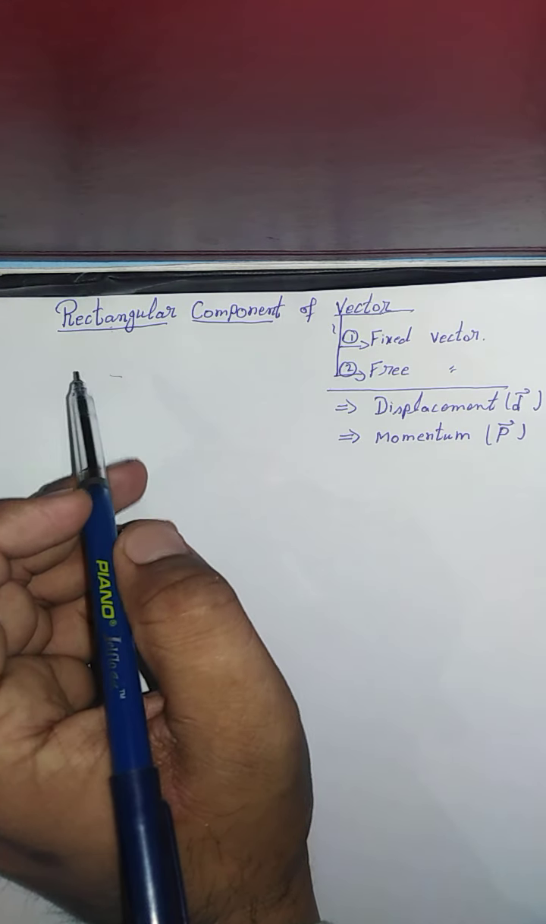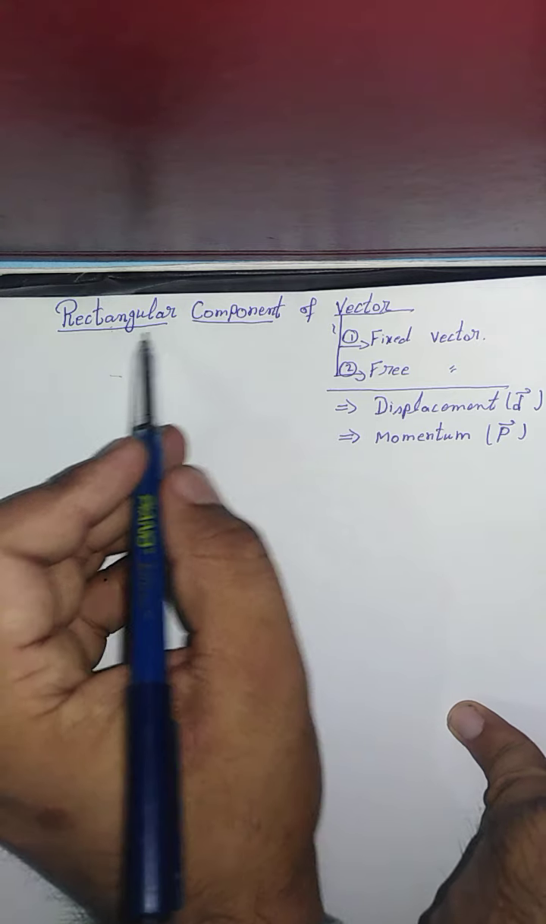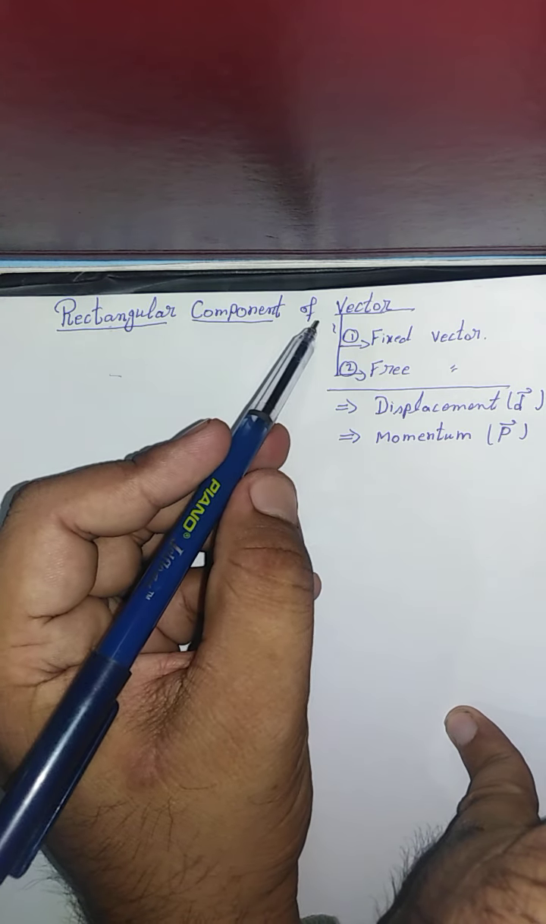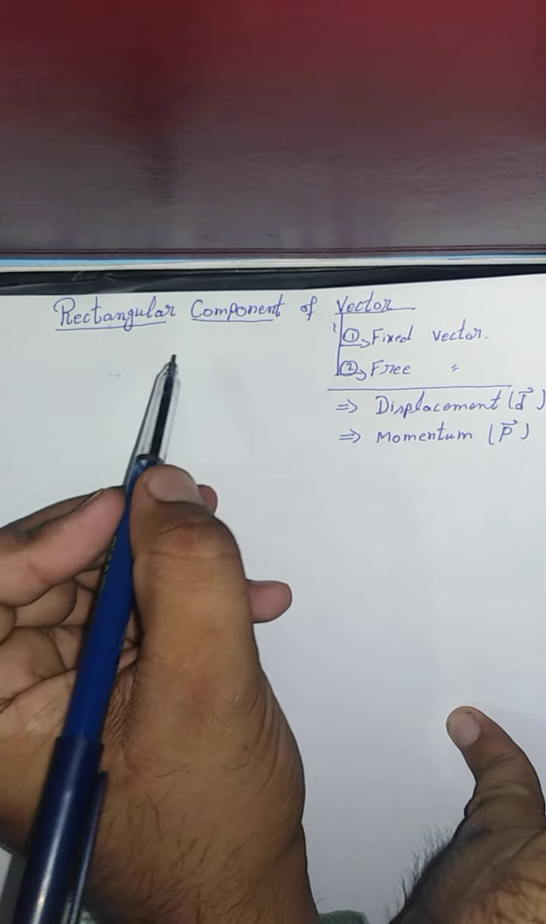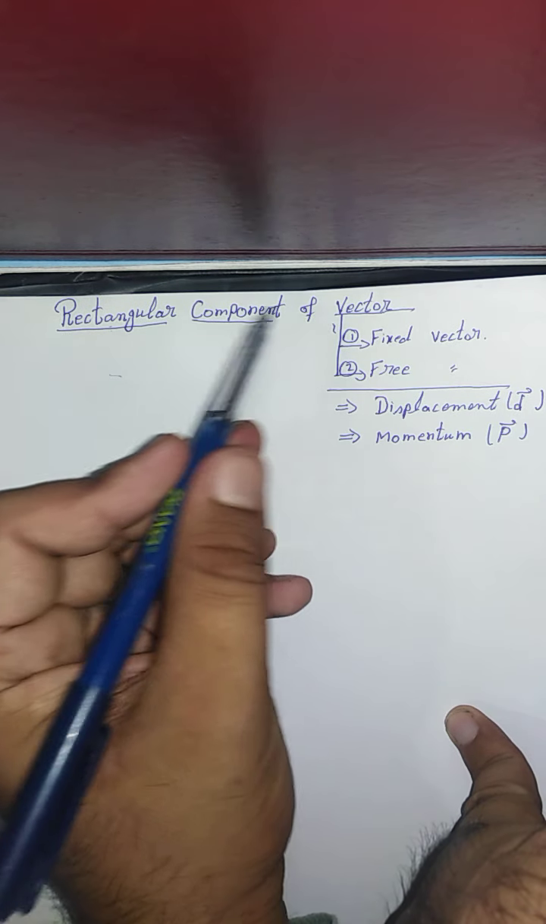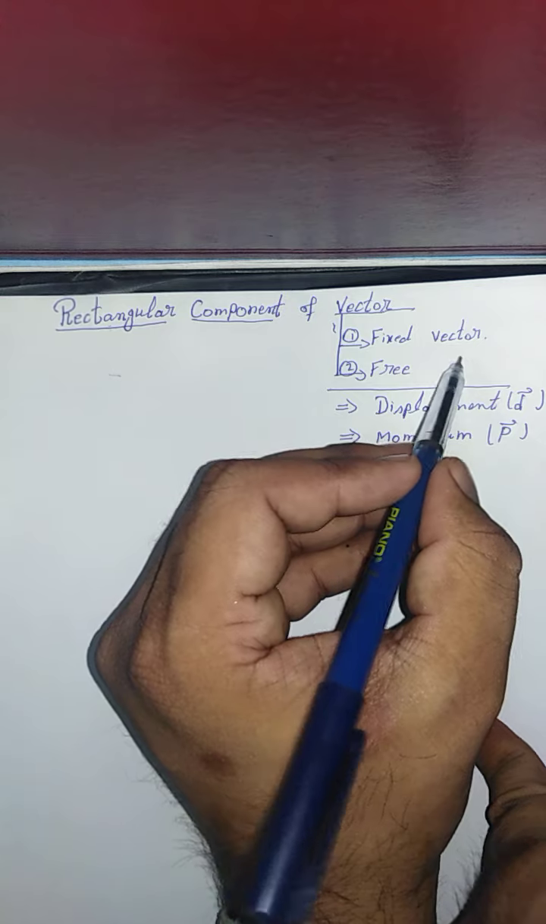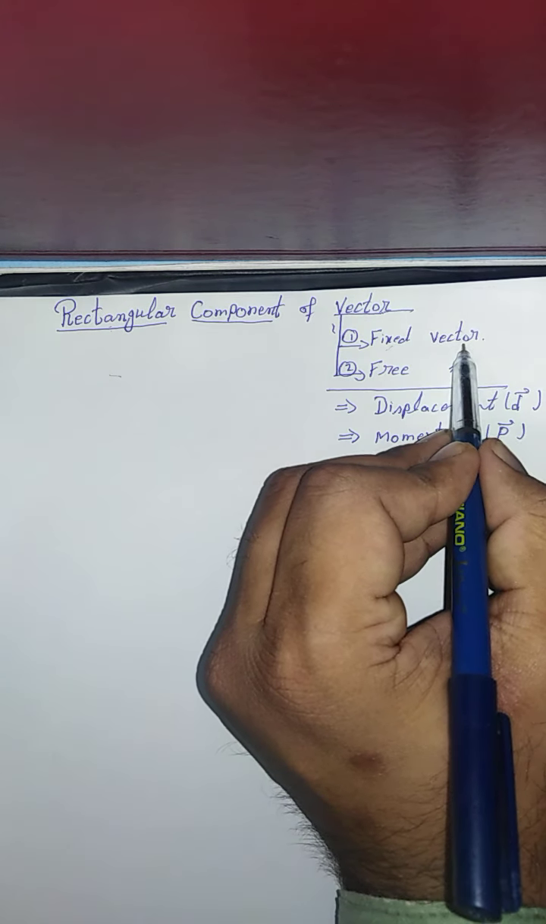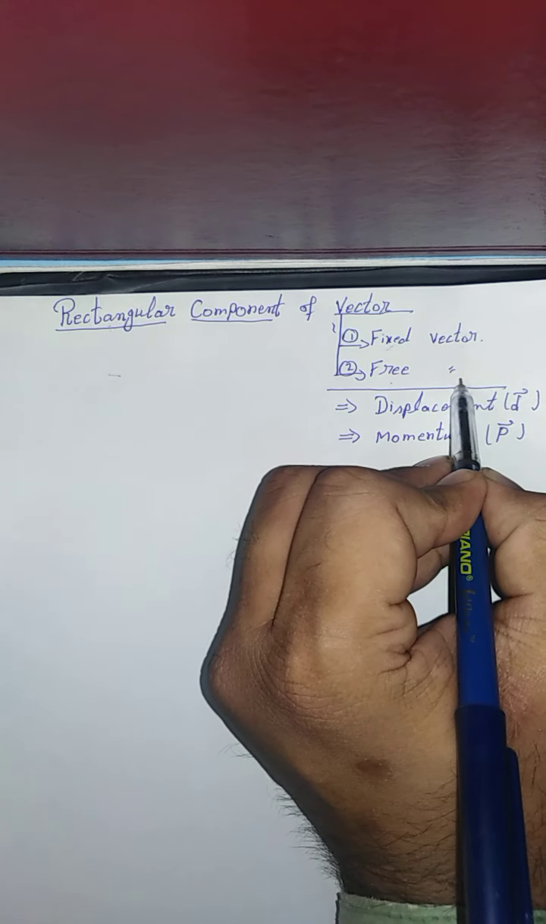Today our lecture is rectangular component of vector. In this video we will learn how to find the rectangular component of any vector quantity except these two types. First is fixed vector, second is free vector.